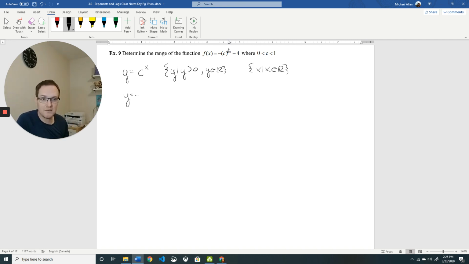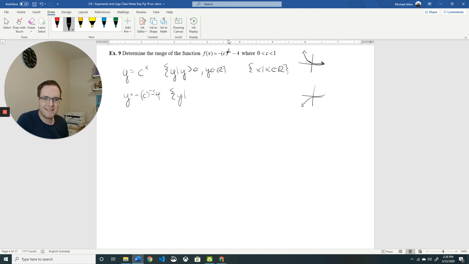So with this negative, which is going to do something to our graph, and that minus 4 is going to do something to our graph, let's see what that's going to do. So a negative graph. Remember what our original graph looked like, because I'm just going to draw my original graph. You see the c value is a decay function. So that's what the original graph looked like. Okay. Now, if I do a reflection over the x-axis, it's going to look like that.